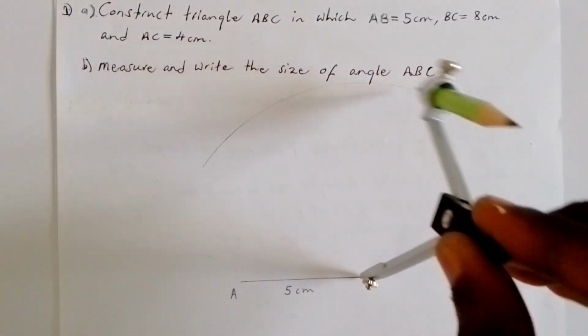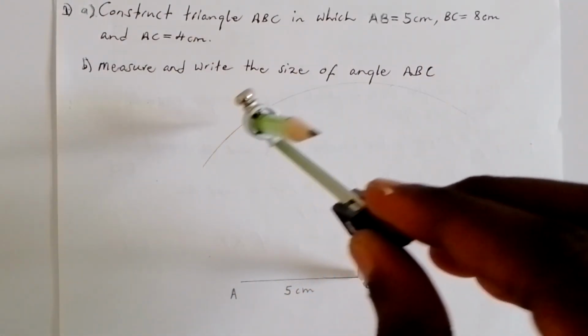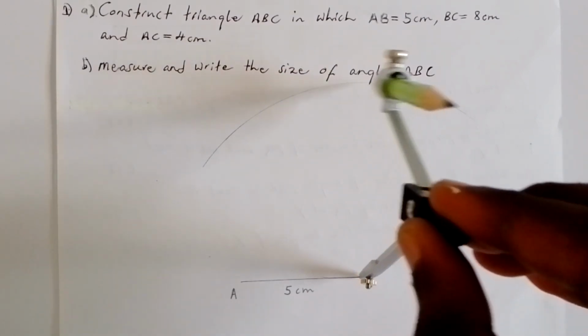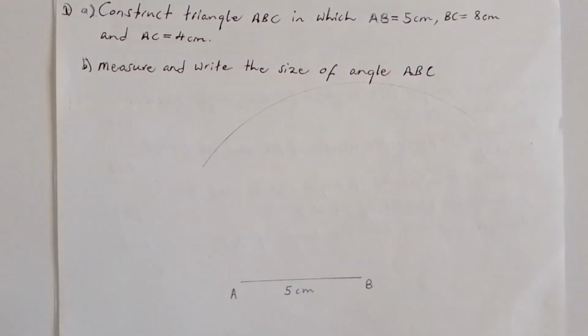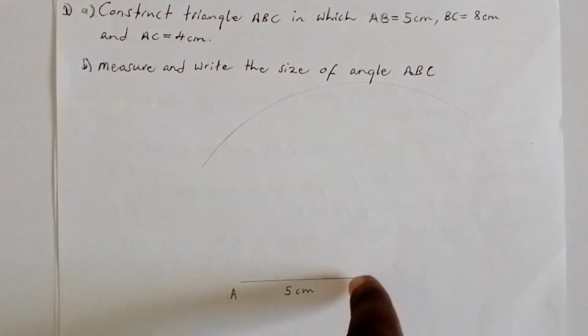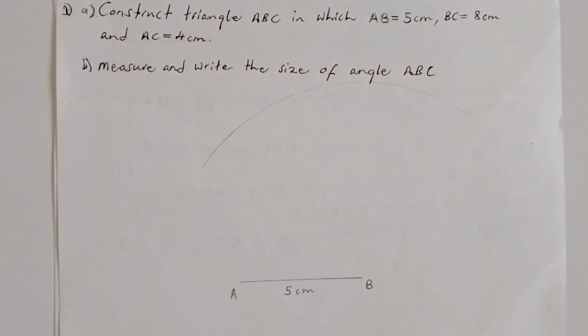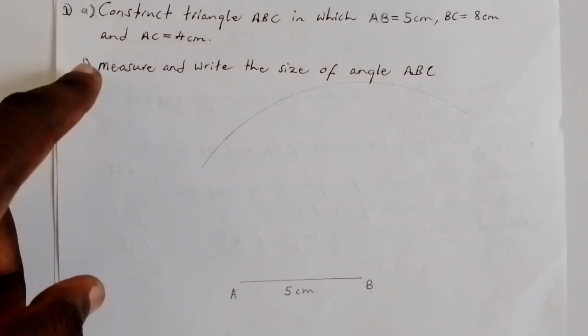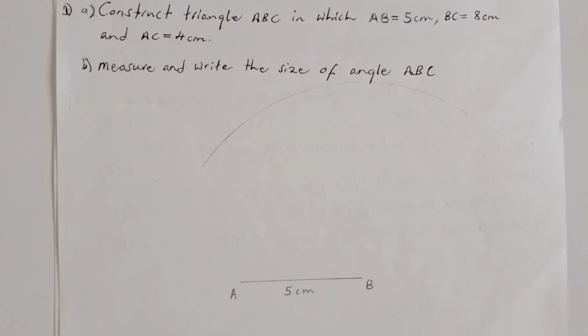Okay, so what I'm doing here is constructing an arc that is 8 centimeters from point B. This arc represents the locus of points which are 8 centimeters from point B. So the distance from each one of these points to B is equal to 8 centimeters. Okay, so we temporarily do that. Then we construct another arc that is equal to 4 centimeters. We've been told that AC is equal to 4 centimeters.